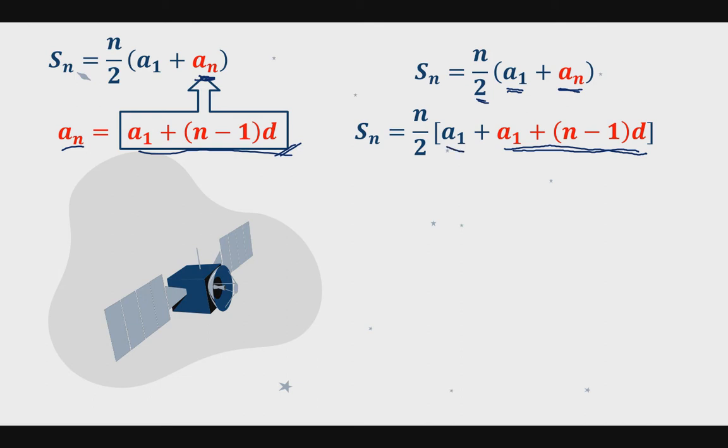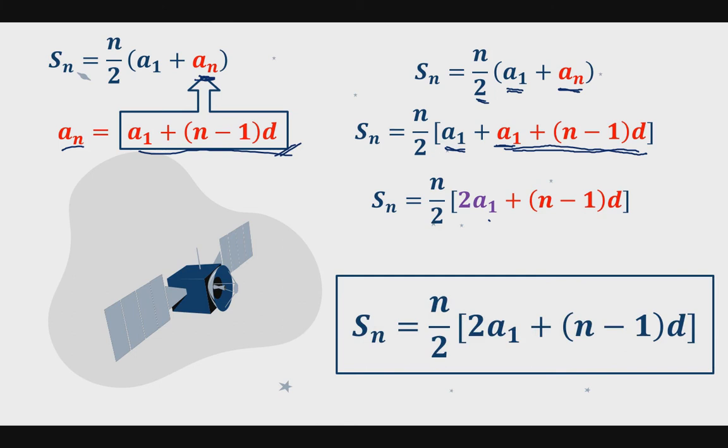A sub 1 here and another A sub 1. Our next equation, if we simplify it, will look like this: we just combine the two A sub 1 into 2a sub 1 and copy the next few terms. So our final equation will be S sub n is equal to n over 2 times quantity 2a sub 1 plus n minus 1 times d. This formula will be used if A sub n, or the last term, is not given.